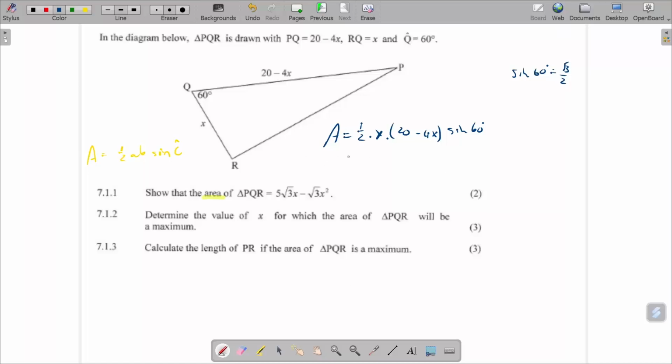So what we've got here now is a half of x times this, which will be 10x minus 2x squared, times root 3 over 2. Okay, this is in brackets. So it's going to give me 5 root 3 x minus root 3 x squared, which is what they've given me here, and therefore I'm happy.